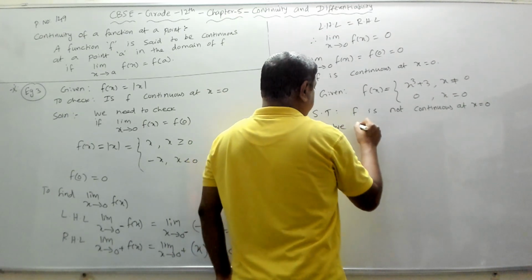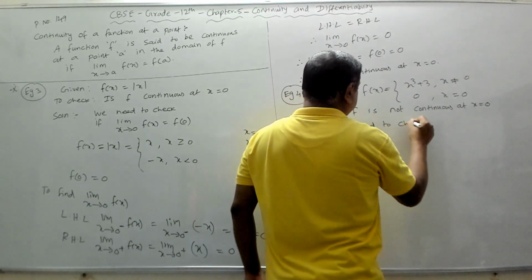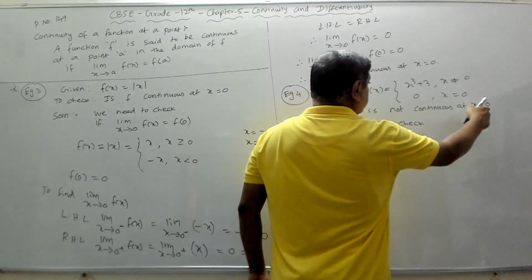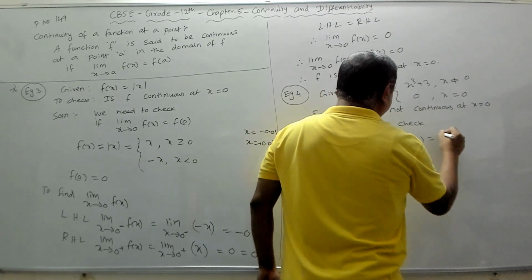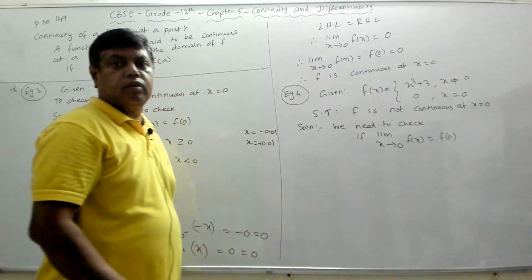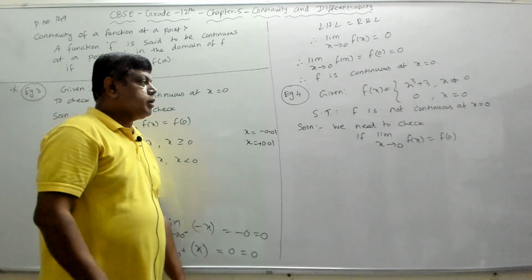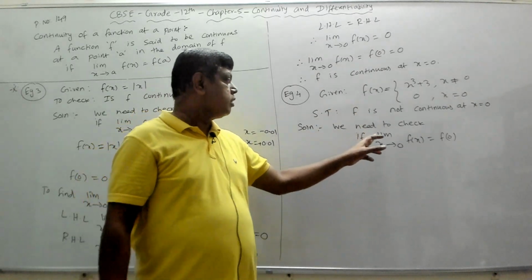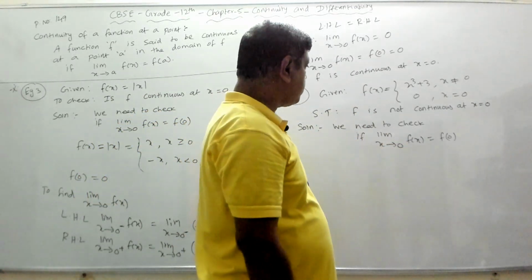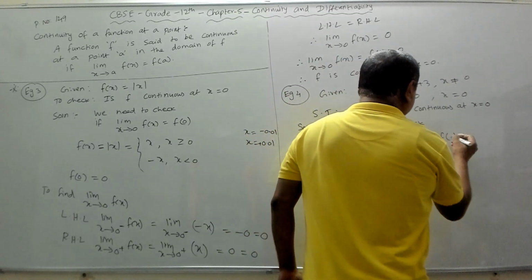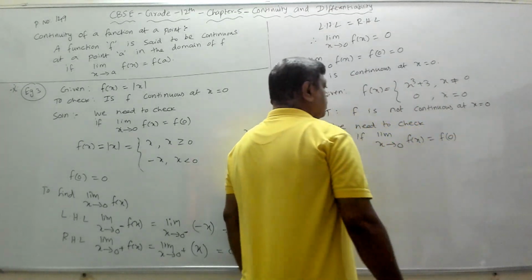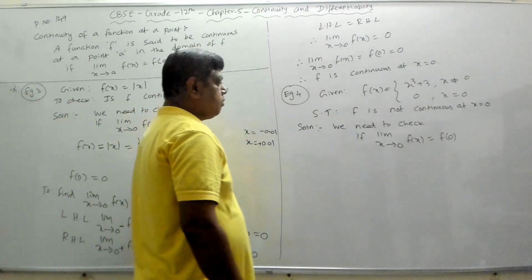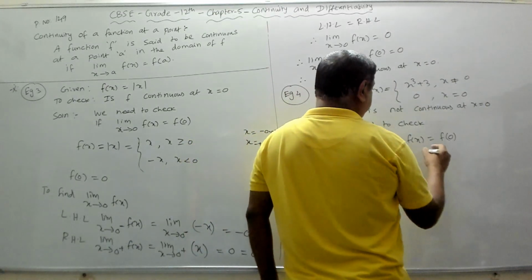we need to check whether limit x goes to 0, f of x is equal to f of 0. If it is, then it is continuous. If not, it is not continuous. We are sure that it is not continuous. Or we can also say we need to check if limit x goes to 0, f of x is not equal to f of 0.